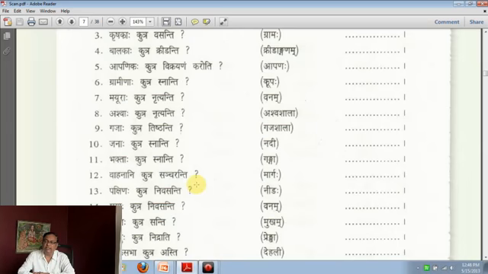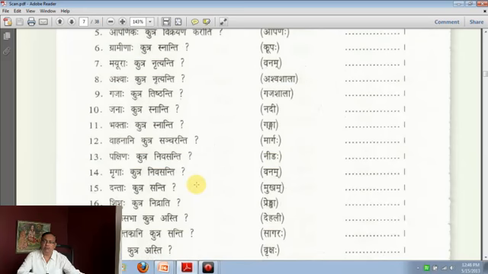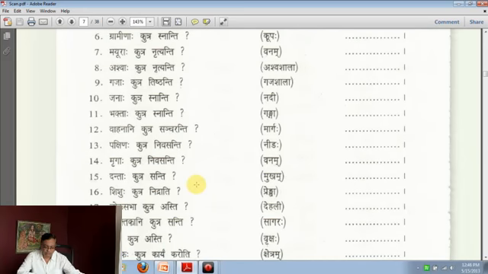12th. वाहनानि कुत्र संचरन्ति? वाहनानि मार्गे संचरन्ति. Vehicles move on the road. पक्षिणः कुत्र निवसन्ति? Nida is nest. पक्षिणः नीडे निवसन्ति. मृगाः कुत्र निवसन्ति? मृगाः वने निवसन्ति. Where do the animals live? In a forest.